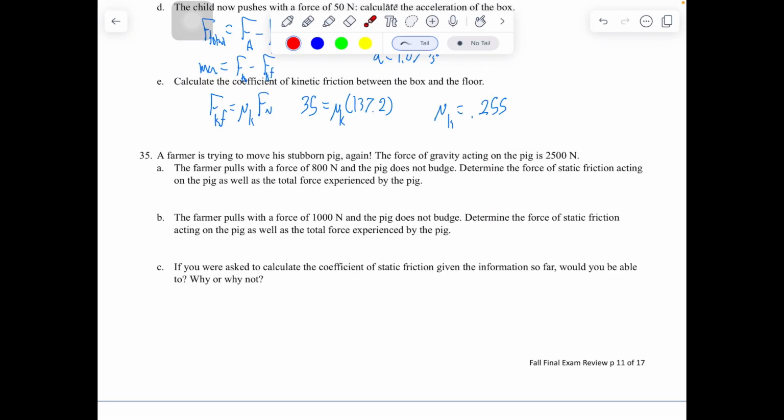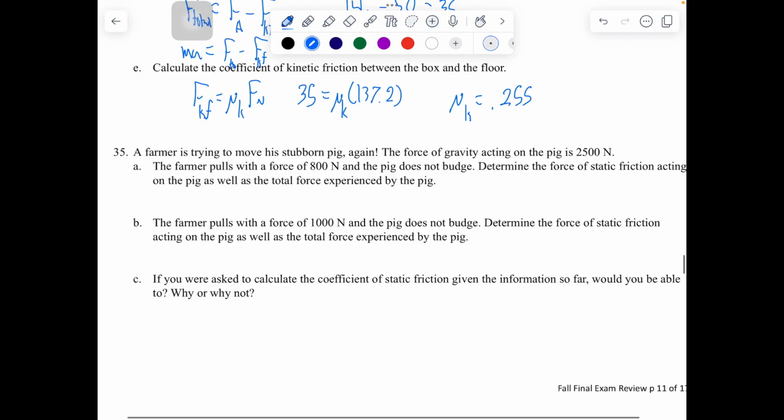Farmer is trying to move his stubborn pig again. Force of gravity acting on the pig is 2,500 newtons. Farmer pulls with a force of 800 newtons. Pig does not budge. Well, if they don't budge, static friction must balance however much the farmer is pulling. So the force of static friction is 800 newtons. Total force, well, pig does not budge, there's no acceleration. Total force must be 0.